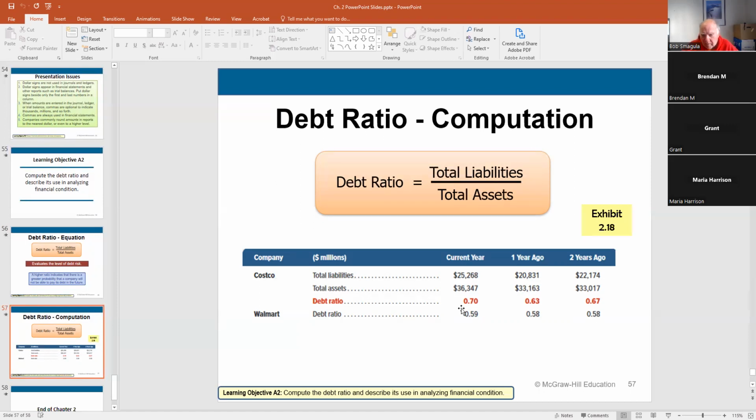And looking at the debt ratio for Costco, it went down, but then they had a pretty good jump the current year. I don't know why it jumped. They might have gone out and done some investing, spent some money on equipment or something. Might have to do with the pandemic and how their product is selling. Walmart is staggeringly consistent, 0.58, 0.58, 0.59. Debt ratio.